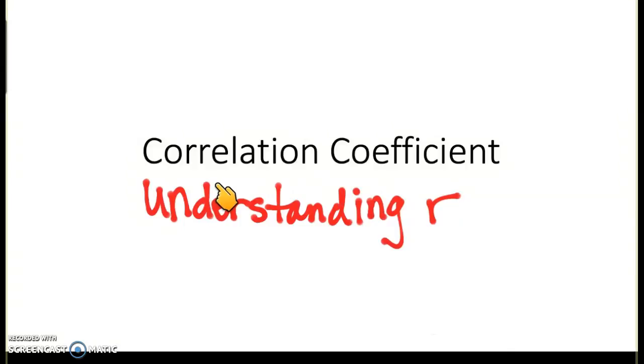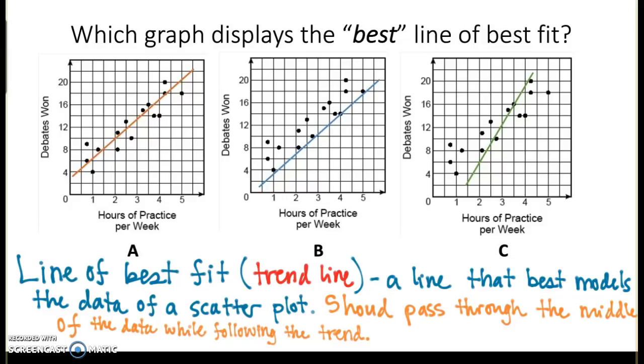Today, students, we're going to talk about the correlation coefficient, which is R, and understanding what that value means. Before we begin our discussion on R, let's first remind ourselves what a scatter plot is and what a line of best fit is.